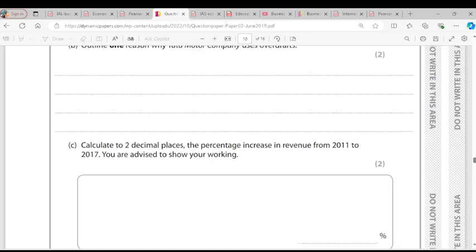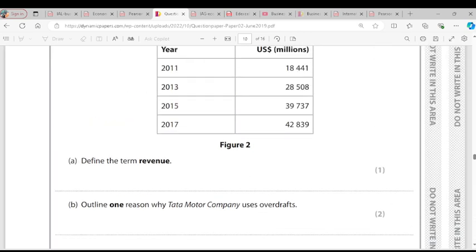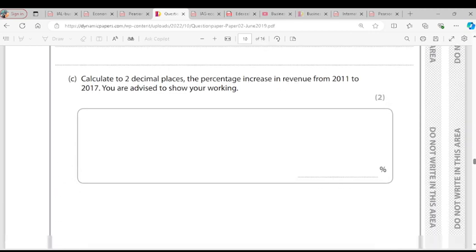So our revenue in 2011 is 18,441. Our new revenue is 42,839. So it's 42,839, minus the original revenue from 2011, which is 18,441, divided by 18,441, multiplied by 100. So it gives us 1.32 multiplied by 100, that's 132.30%. So the percentage change is 132.30% because it said 2 decimal places. I think it's clear. Yes. Good.